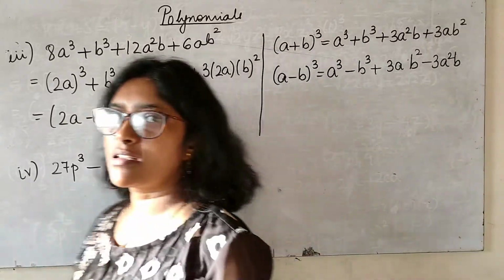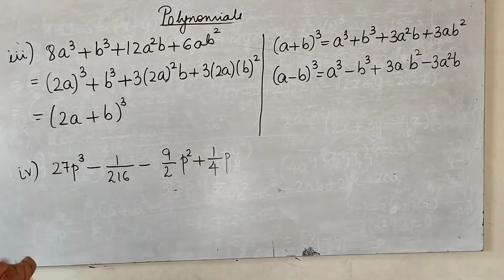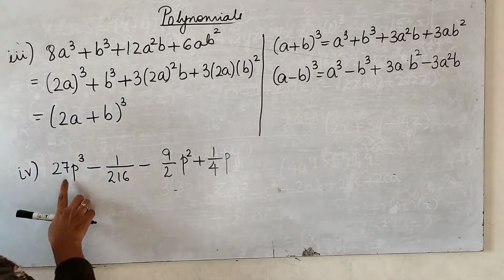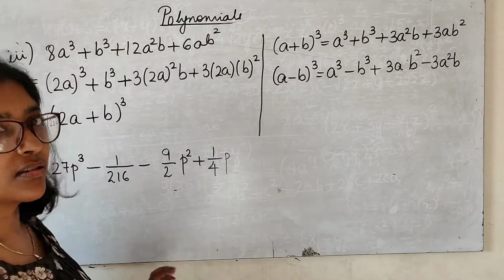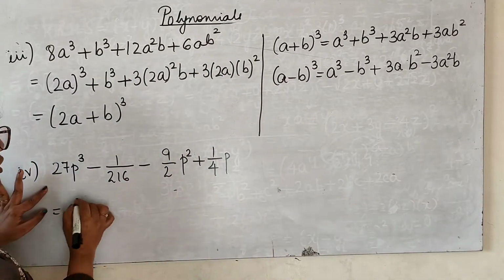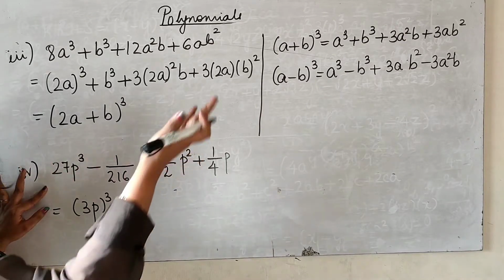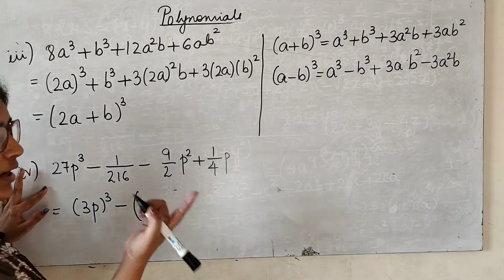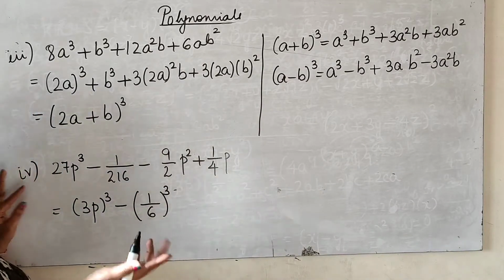Now to the next, 4th question. Here also you see there are 4 terms and along with that what is visible? Cube is there, p cube is there. So I know it must be of this kind. So let's try to adjust. Let's write the whole cube as 3p the whole cube. Minus is there so we'll check with a -1, and 1 upon 216 is 1 by 6 whole cube.